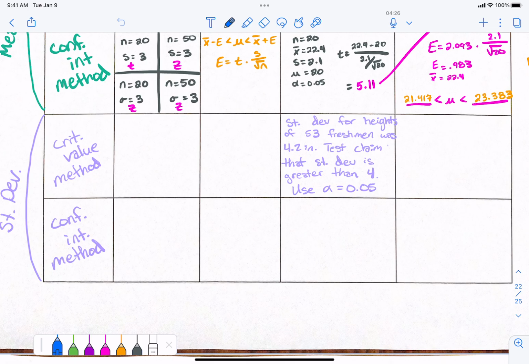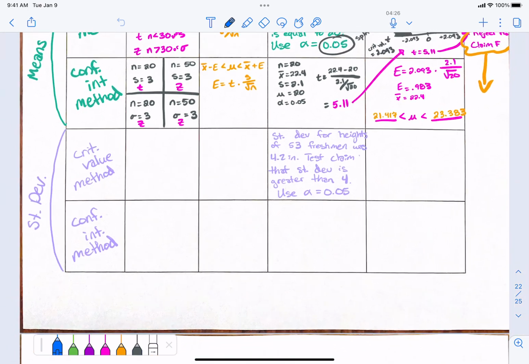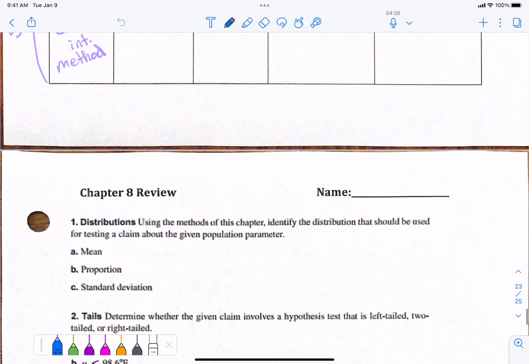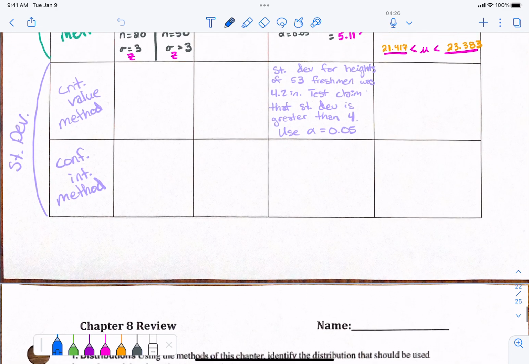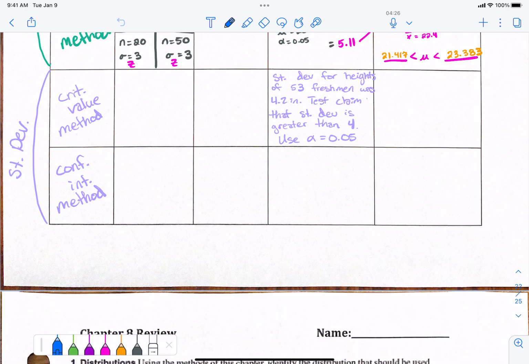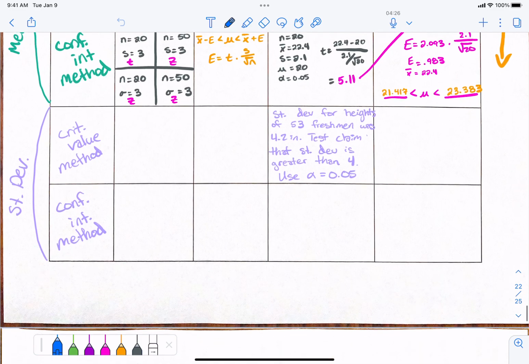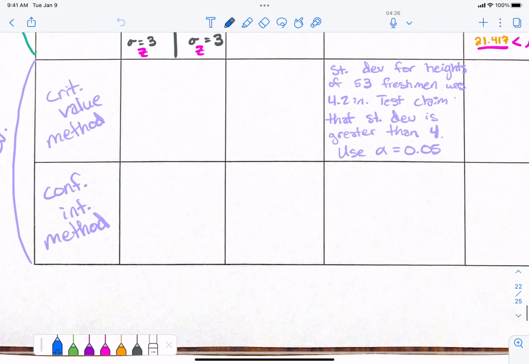All right, hello people watching the video. We are on the chapter review, or the yellow sheet that we're filling in. We've got standard deviation to do, and then we're going to talk through some of the review problems, and I'm going to give them time to work. So we had two methods for standard deviation, just like we did for mean, and critical value confidence interval.